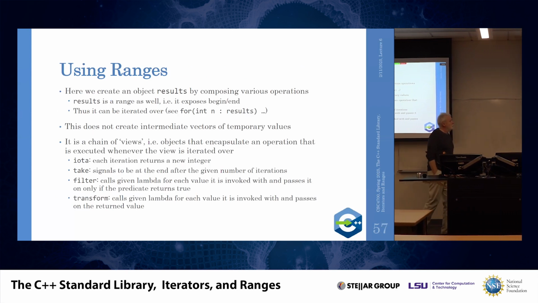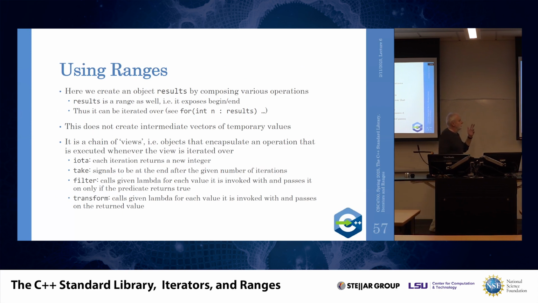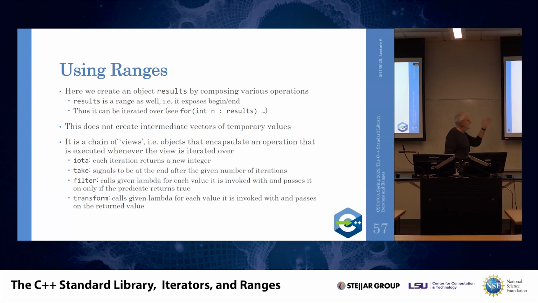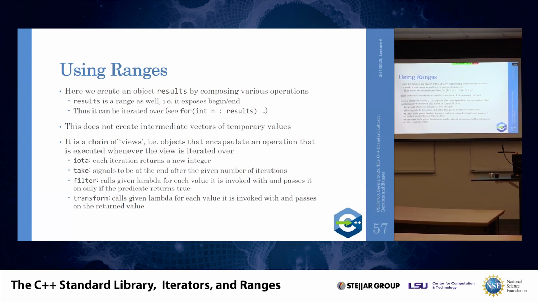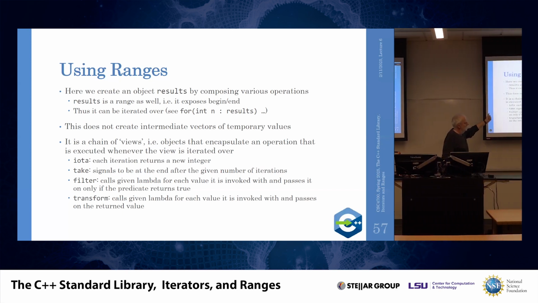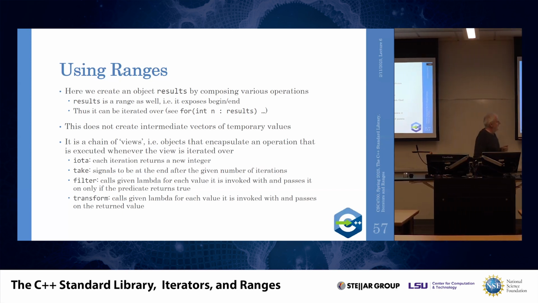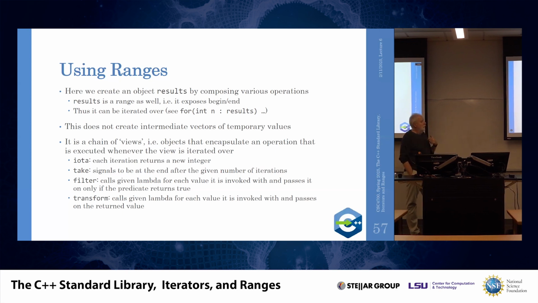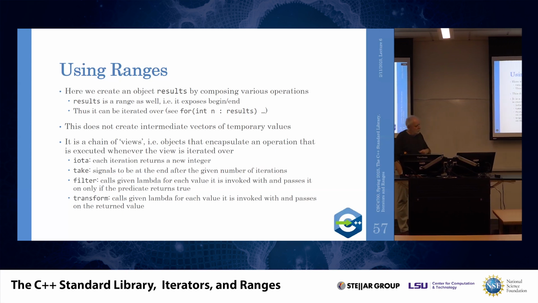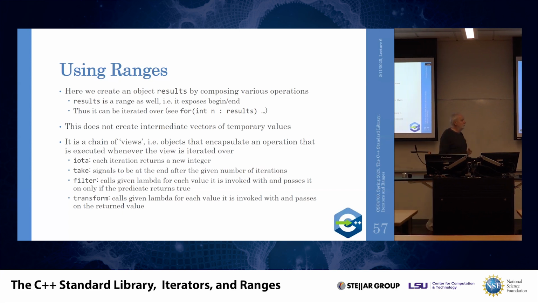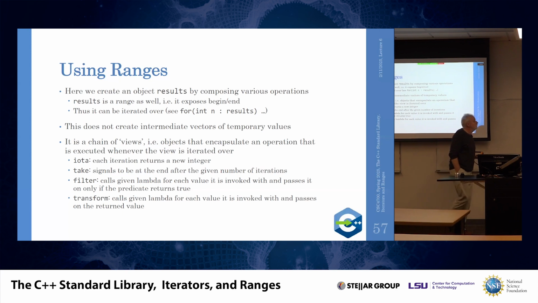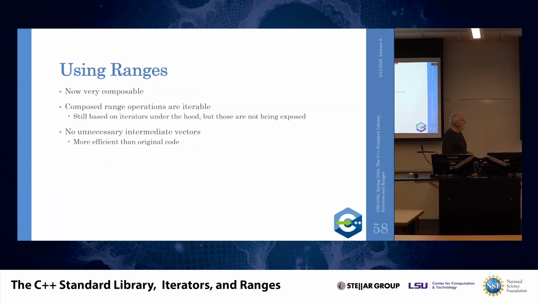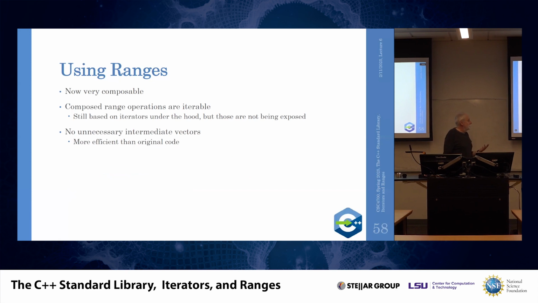So this just explains what I just said. The results object composes the 4 operations. Iota, which in each iteration returns a new integer. Take signals to be at end after a given number of iterations. Filter calls a given lambda for each value and decides whether it will feed on the current value to the next stage or not. And transform will apply a function to generate some new value based on the input value for each iteration. So this is very composable, as you can see.